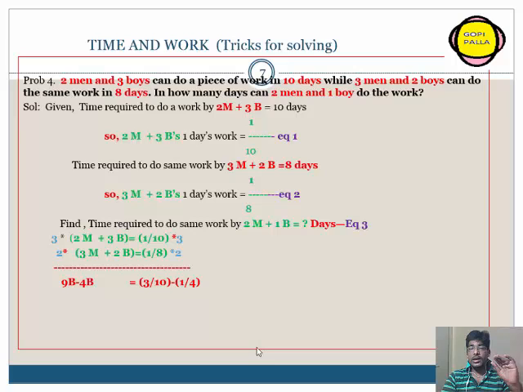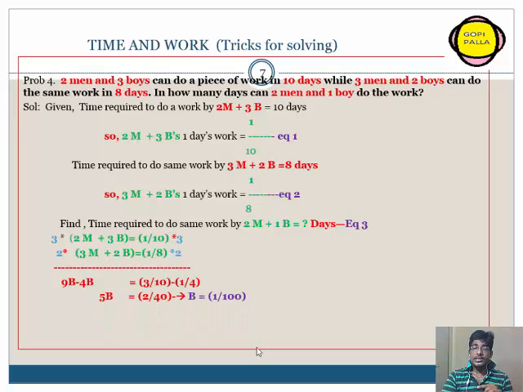So here we have 2 equations and 2 unknowns, men and boys. So we have to find the relation between men and boys. We'll take the 2 equations: 2m plus 3b is equal to 1 by 10, 3m plus 2b is equal to 1 by 8. We'll equate the men's coefficients, 2m and 3m, so we'll make it 6. We'll multiply the first equation by 3 and the second equation by 2, then the men will cancel, so we get 9b minus 4b, equal to 3 into 1 by 10 minus 2 by 8, that is equal to 1 by 4.